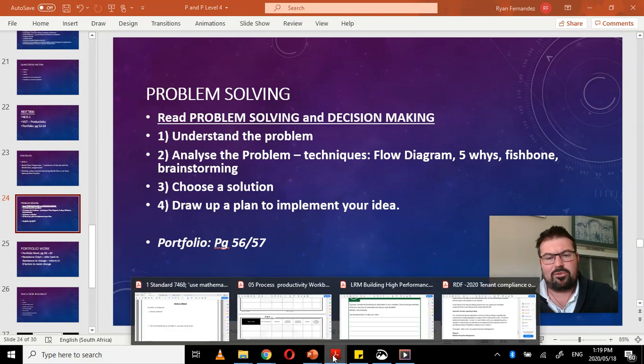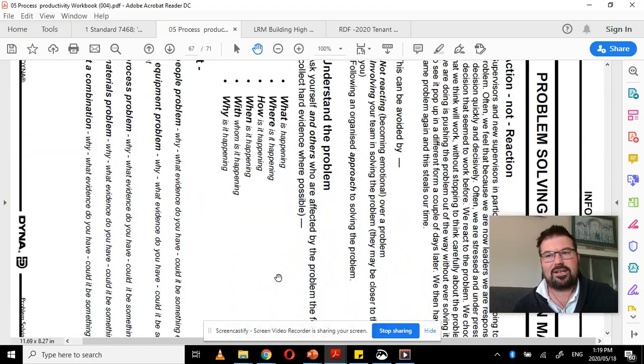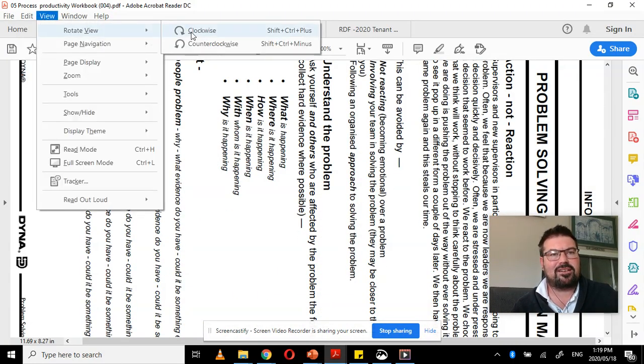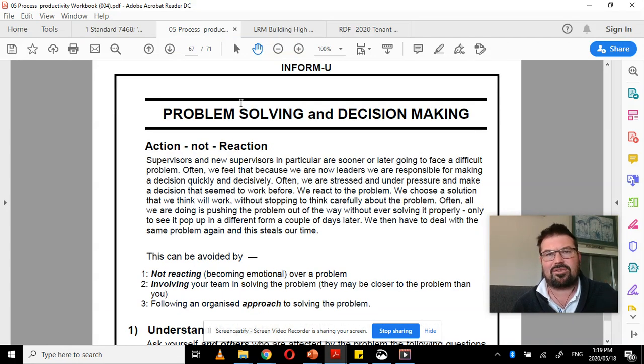So if you go to your workbook, okay, so we go to our planning and productivity workbook. Well, let me just turn it the right way around, counterclockwise. Okay, so here we go. I want you to read problem solving and decision making. So it's going to teach you a whole bunch of things, and it's quite a complex little section, but just read it, absorb as much as you possibly can.